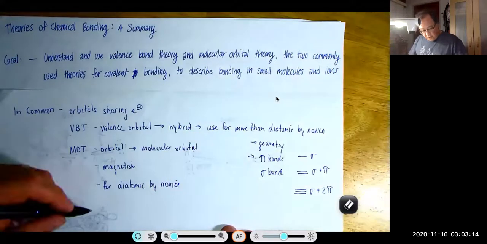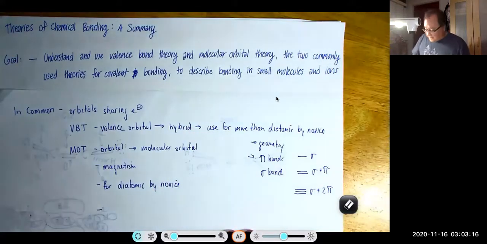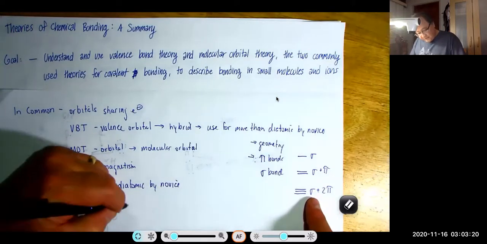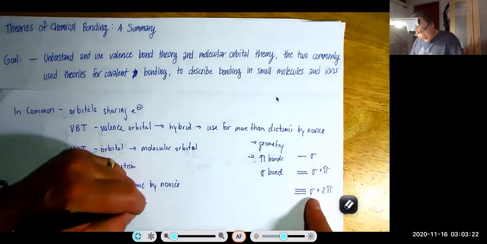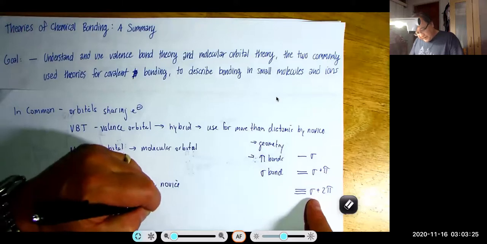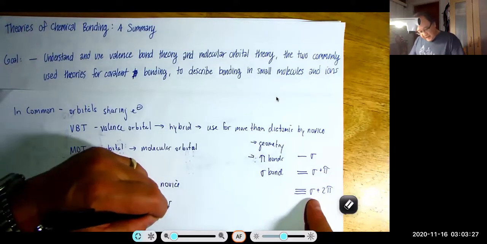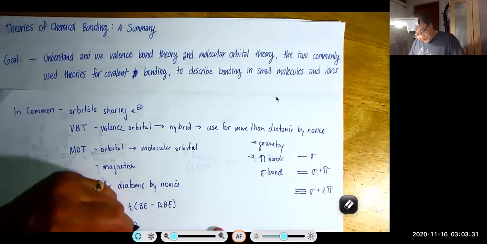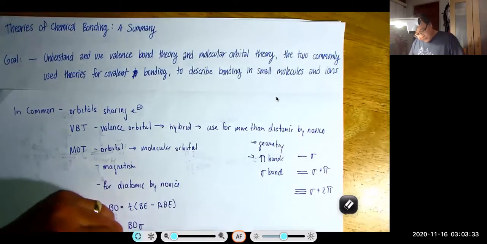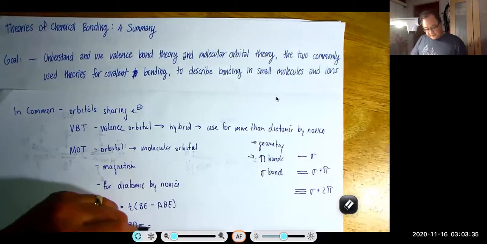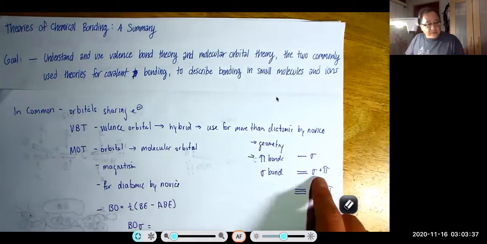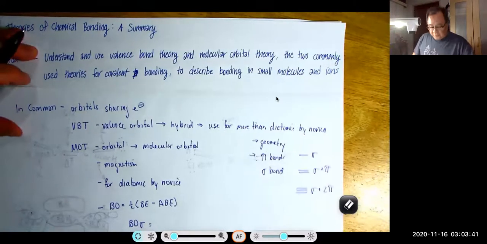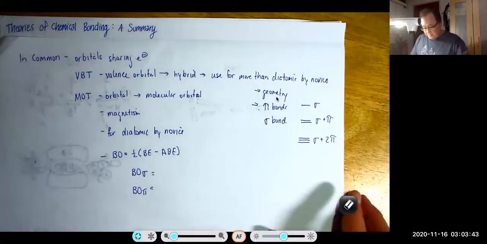Now, for molecular orbital theory, how do you get the number of each type of bond? You say the bond order is equal to 1/2 of the bonding electrons minus the anti-bonding electrons. And you can actually switch this into the bond order focusing just on the sigmas and the bond order focusing just on the pi's. So you can get the number of sigmas and the number of pi's here also for molecular orbital theory. All right, that's it.